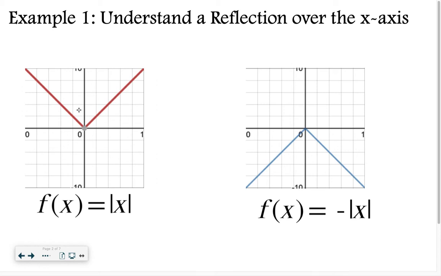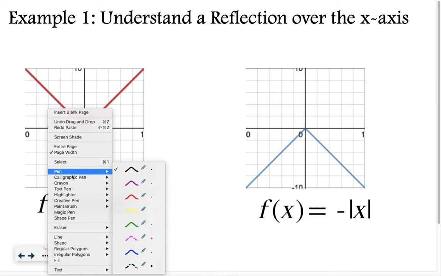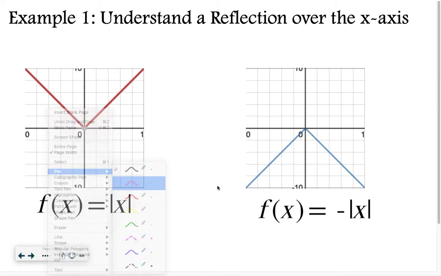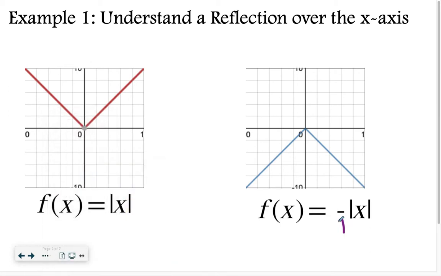If we want to reflect it, if we want to flip it over the x-axis so it opens down, all we have to do is add that negative in front of our absolute value symbol. So that negative there, with or without a number, so right now there's a negative 1, but if it was like negative 5 or negative 1/5, that negative is what flips the graph, okay?